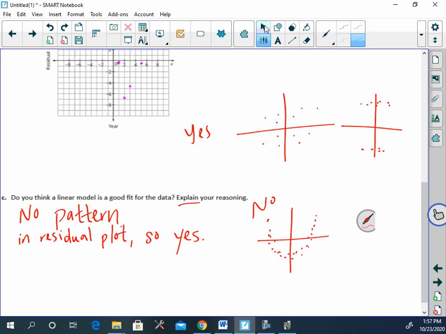Any type of a pattern, it could also be where, whoops, it's jumping around there on me. I don't remember if it started fanned out and then went together, or started together and then went fanned out, but if the data starts more fanned out and then gets close together out here, that's a pattern. The residuals are far away to start with and then they're closer as you move on, or vice versa. It could start closer and then fan out, and that would also be a pattern, so that would also be a no.